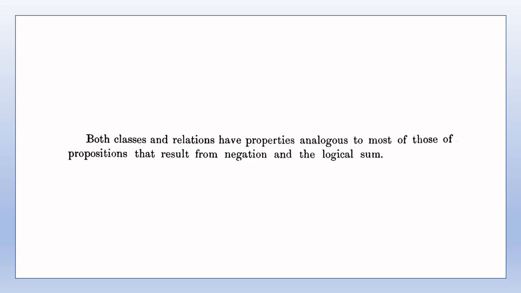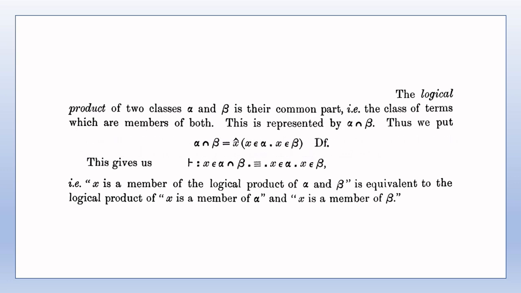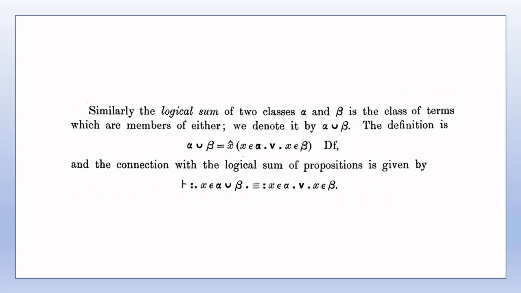The authors go on further to say, "The logical product of 2 classes, alpha and beta, is their common part, i.e., the class of terms which are members of both. And the logical sum of 2 classes, alpha and beta, is the class of terms which are members of either. The definition is, the logical sum of alpha and beta is the class determined by the propositional function x is a member of alpha or x is a member of beta." And the connection with the logical sum of propositions is given by the assertion as shown on the screen now.